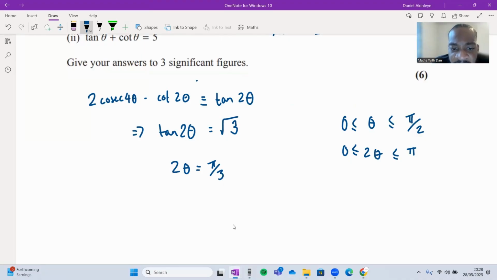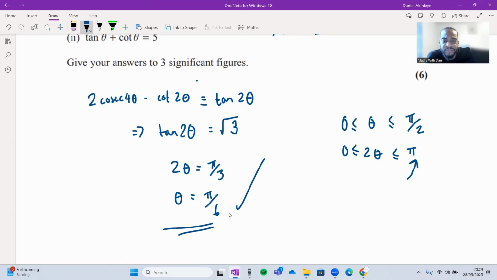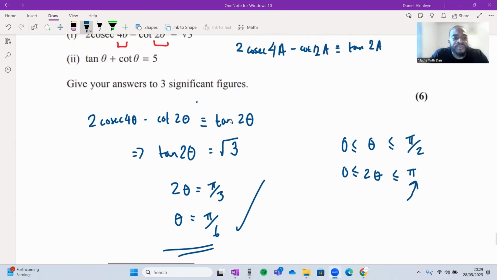How do we get the next values of pi or the values before it? What do we do? We add or take away pi. Thank you very much, Joshua. So do you guys agree that this is going to be the only one in range? Because if I add pi onto pi over 3, I'm going to go outside this. If I take it away, it's going to be less than 0. So there's only going to be that solution. Do you guys agree? Yeah. So that way, theta is going to equal pi over 6. That's it. Do you guys agree? Yeah. Good stuff.